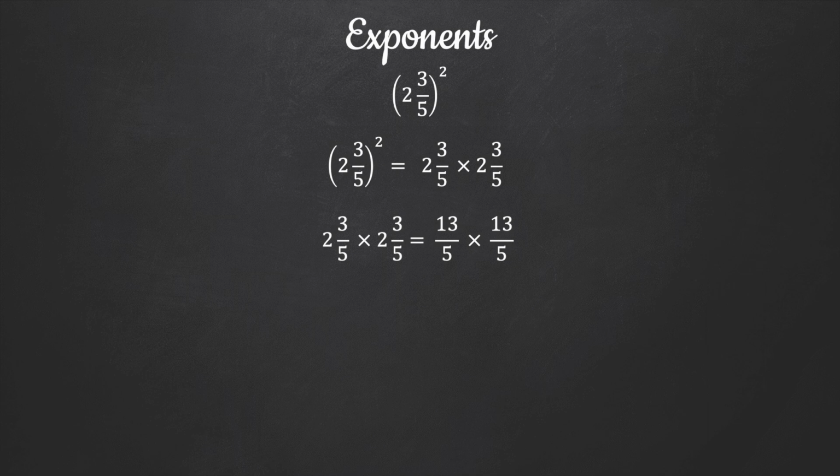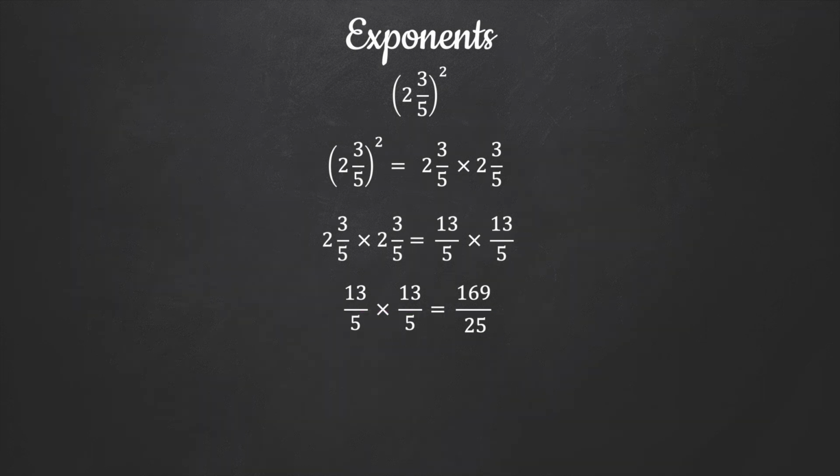So that means that 2 3/5 times 2 3/5 is equal to 13 over 5 times 13 over 5. So 13/5 times 13/5, in order to multiply that, we have to go ahead and multiply the numerators first. So 13 times 13 is equal to 169, and 5 times 5 is equal to 25. All right, so there we go.